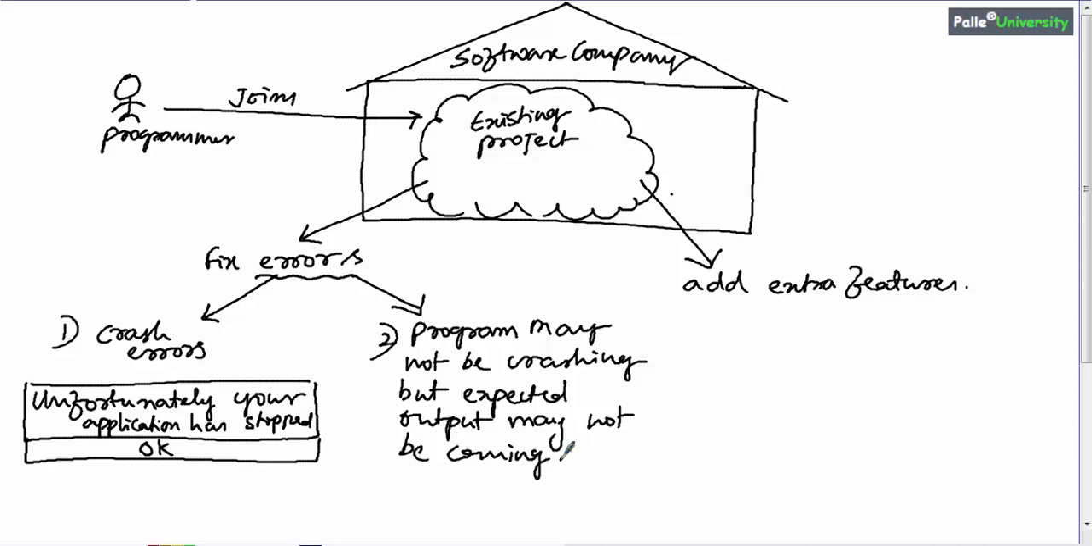Now let us see how to fix these errors and how to add extra features by using debugging techniques. I repeat, the meaning of debugging technique is the process of analyzing and understanding the code flow in order to fix errors or to add extra features for existing projects. To fix the first type of errors, that is crash errors, we will follow a debugging technique called Logcat and Android Monitor tool. Let me write here.